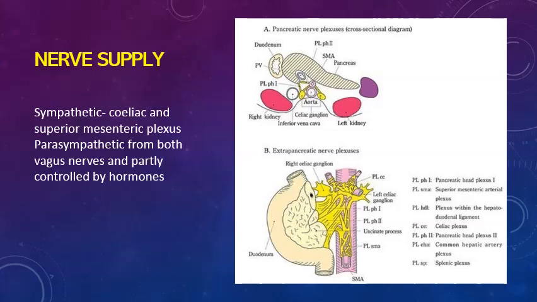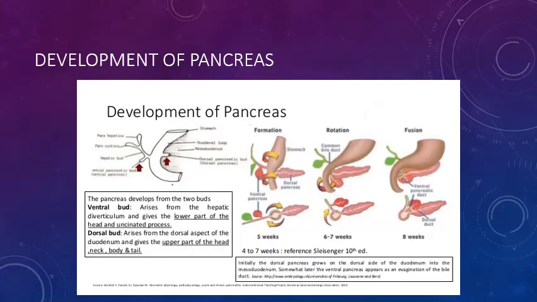So this is the nerve supply, sympathetic and parasympathetic. Now coming to the development of the pancreas. So the pancreas is developed in two parts, dorsal and ventral. Dorsal pancreatic bud and ventral pancreatic bud. So dorsal part arises as a diverticulum from the dorsal wall of the primitive duodenum, right here.